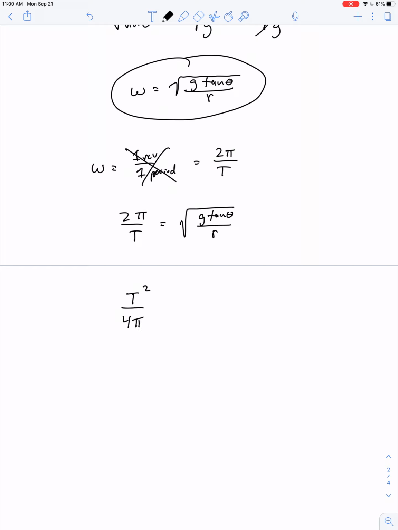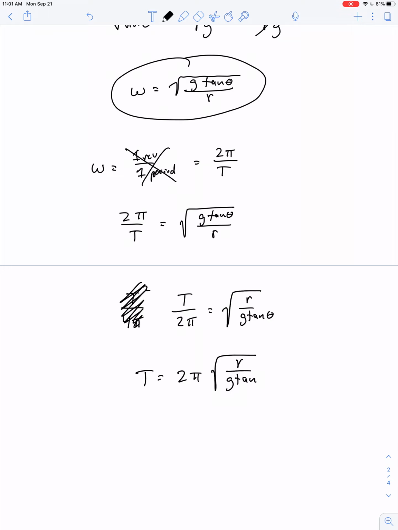Well, is this the way to do it? No, I guess we don't need to square both sides. Let's just invert both sides. T divided by 2 pi is equal to the square root of r over g tangent theta. Or in other words, T is equal to 2 pi times the square root of r over g tangent theta.